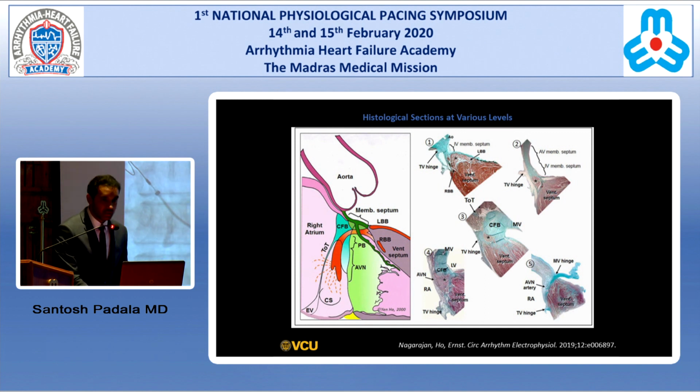It's also crucial to understand the histology of the structure surrounding the cardiac conduction system. So here the histology is shown at various levels. You can see the membranous septum, and this is the muscular septum. Here you can see the membranous septum is again divided into two parts by the tricuspid valve hinge point. Above the tricuspid valve, you have the atrioventricular membranous septum. Below the tricuspid valve, you have the interventricular membranous septum.